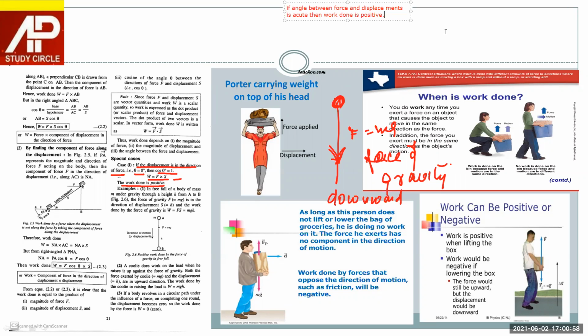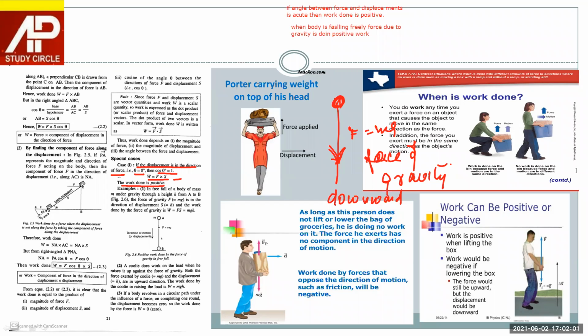Fine. When a body is falling freely, force due to gravity is doing positive work. Force due to gravity is doing positive work. Always understand. So the body is falling down, positive work is being done. Direction of force and direction of motion are all the same. Positive work is being done.